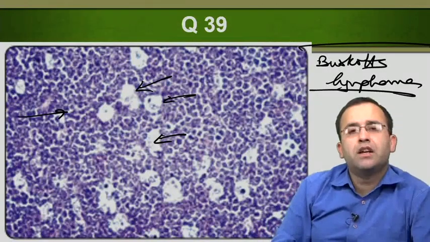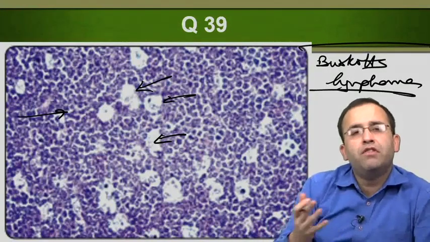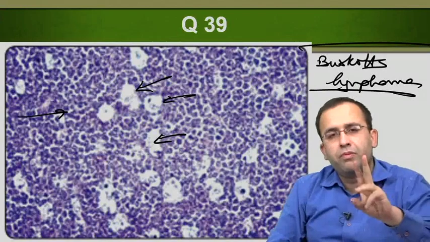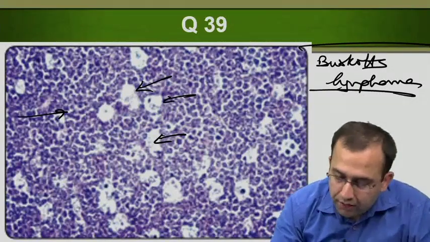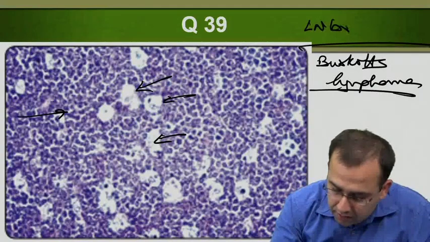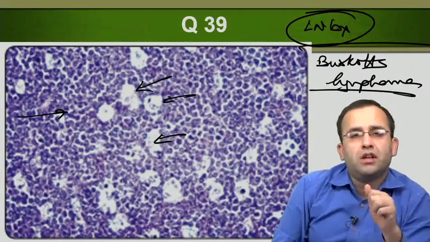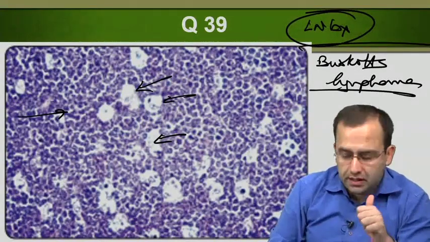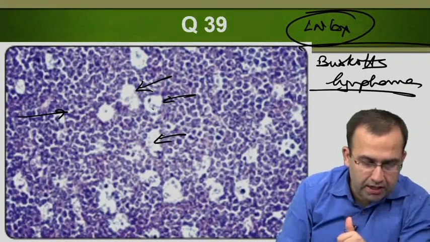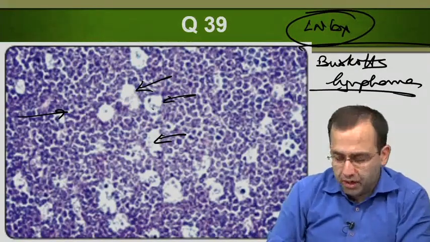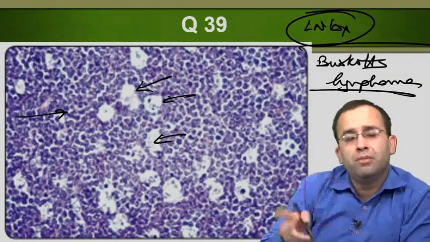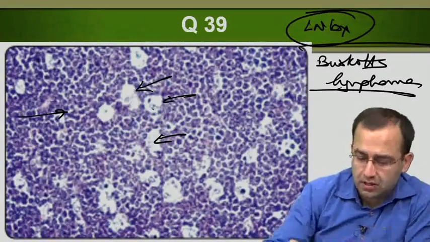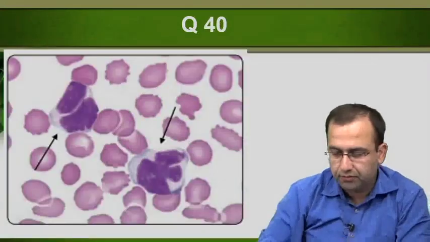This starry sky appearance in Burkitt's is seen in which technique? Peripheral smear, bone marrow aspirate, bone marrow biopsy. Answer? Peripheral smear, no. Nahi bache, I've landed you in that trap. Lymph node biopsy. Burkitt's lymphoma. Stars are the macrophages. In the kidney, we saw starry sky appearance with PSGN. That was immunofluorescence. This is lymph node biopsy.